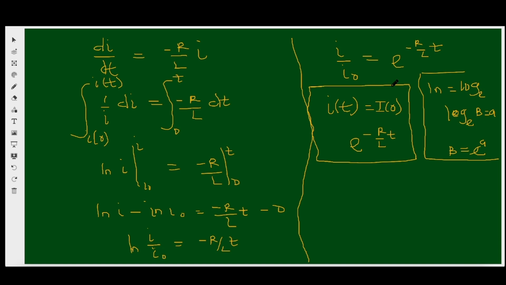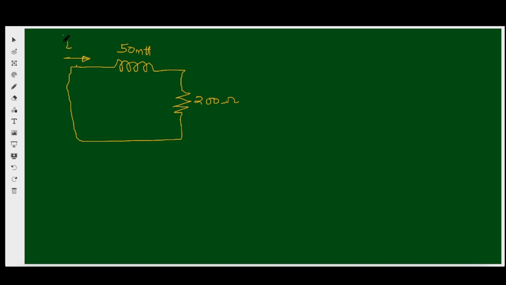And let's take an example. We have an inductor here in series with a resistor, 50 millihenry and 200 ohms. So how do we get our natural response? That is, let us get the expression for iL of t, the current moving through the inductor, that is valid for t greater than 0.